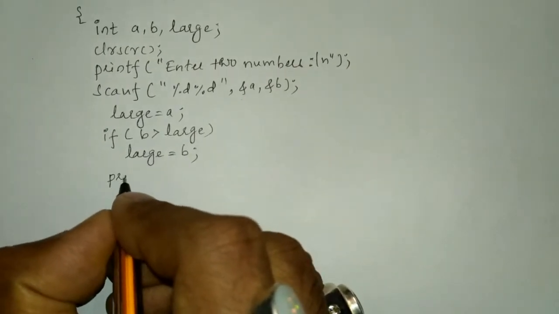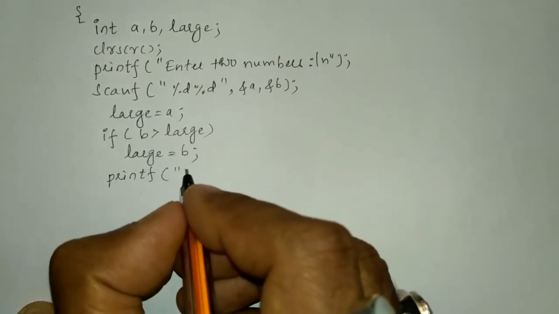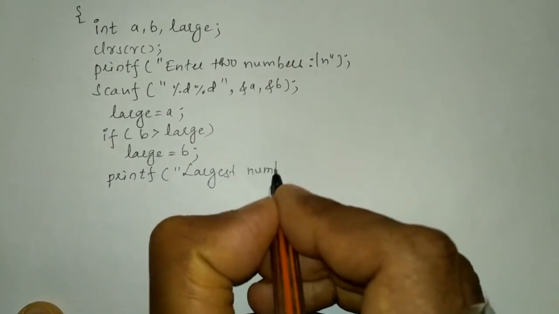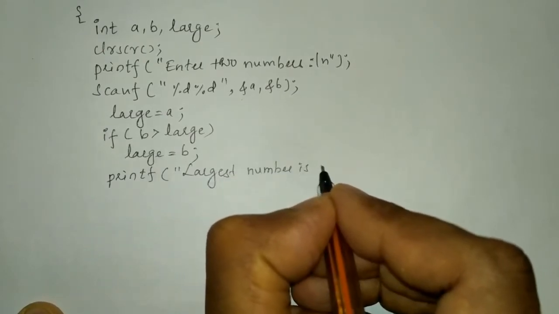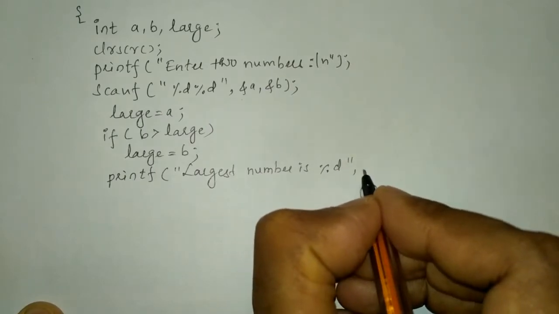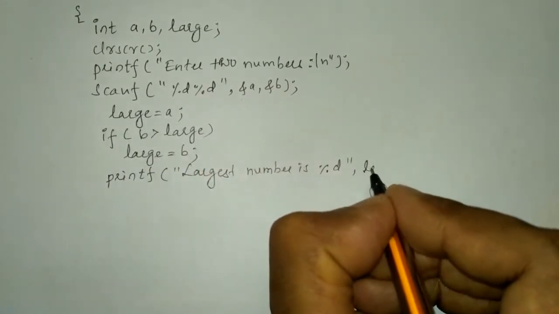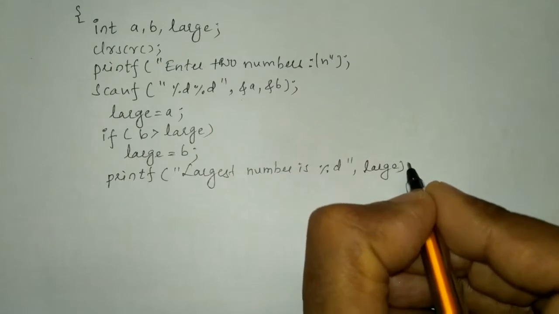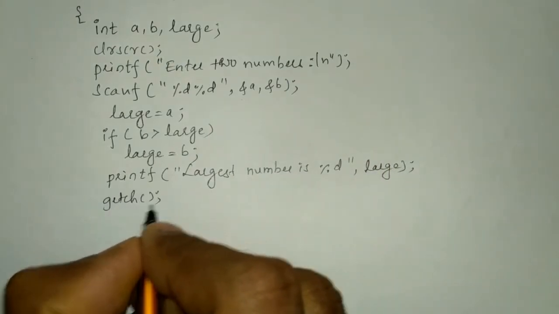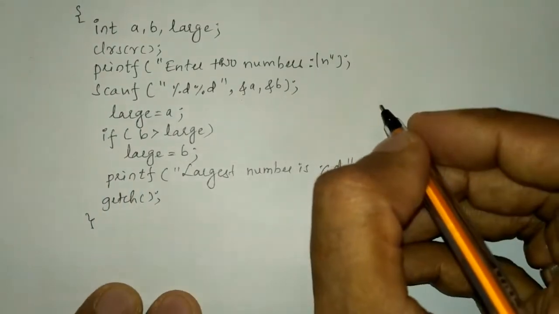Next we'll write printf, and in a double quotation mark I'm going to write largest number is %d, end the double quotation mark, put comma, and then I'm going to write the variable called large and put semicolon and write getch function and curly closing brace.